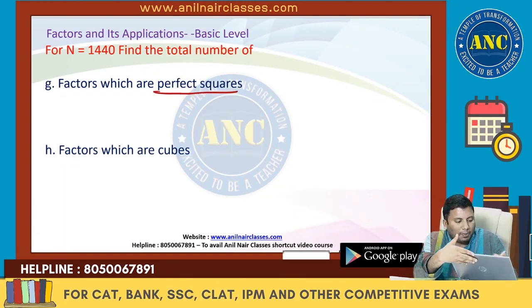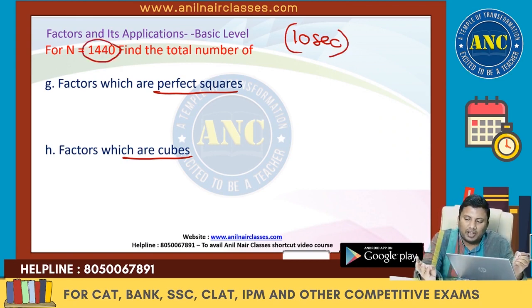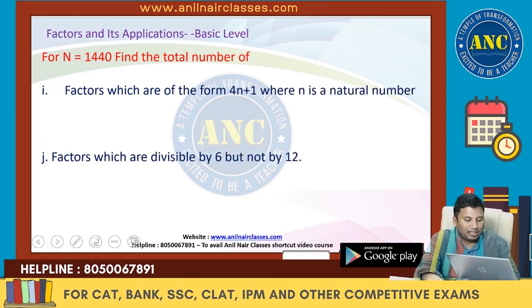Factors which are perfect squares, factors which are perfect cubes. 10 seconds. Total for 1440, we have to find even factors, odd factors, prime factors, composite factors, perfect squares, perfect cubes.